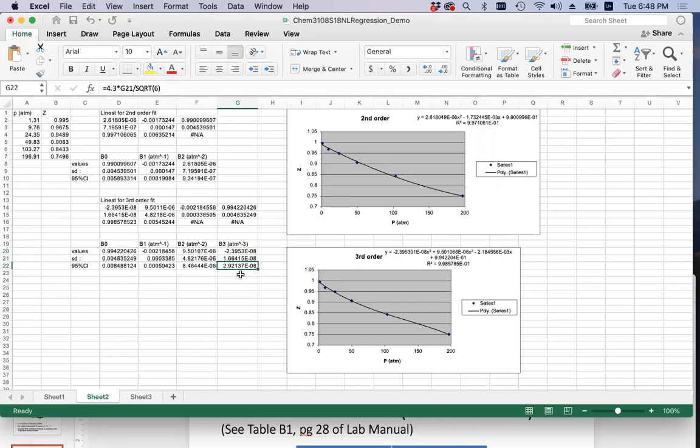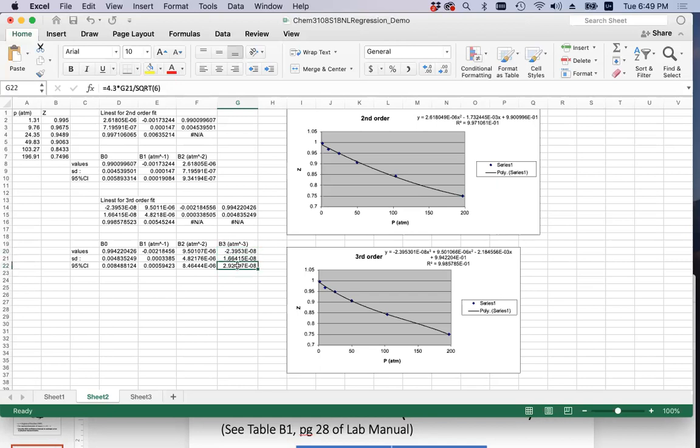So what that tells you is that the 95% confidence interval of what the value is for this B3 coefficient actually contains 0, right? It's minus 2.3 plus or minus 2.9. So we can't really be sure at the 95% confidence level that this B3 coefficient is not equal to 0.